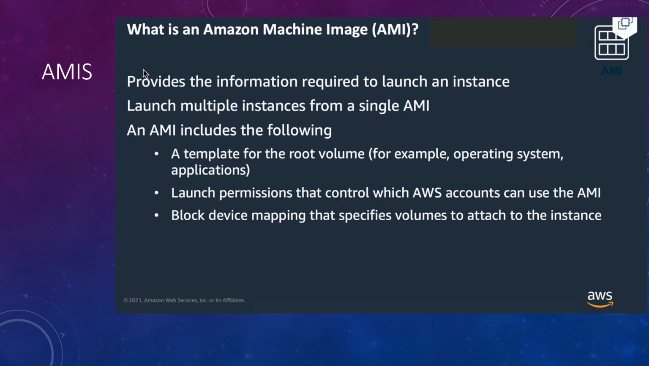An AMI includes a template for the root volumes, so what operating system it has, which applications are on it, and so on. Also, the launch permissions that control the AMI, the AWS accounts on the AMI, and so on. And some block device mapping, which is basically like the hard disk. It specifies what the hard disk looks like.